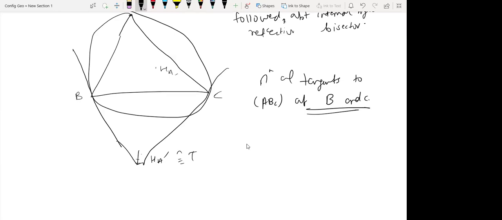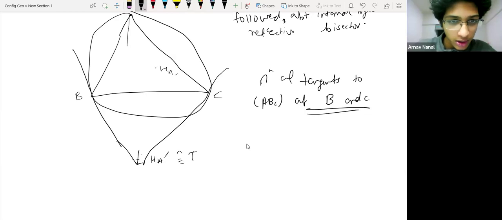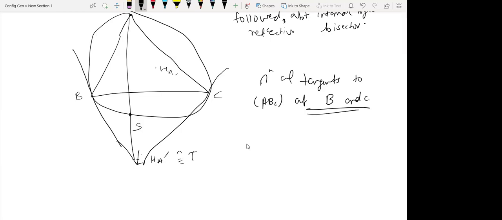I just want to know, does the midpoint of BC go to the point S, the intersection of the median and the circle? Yes, that's true. Because it will go on the C median and it will also be on the circle. So it has to go to this. Okay.